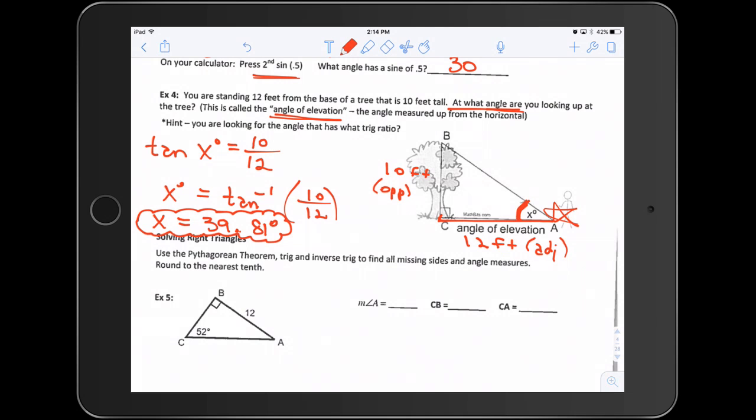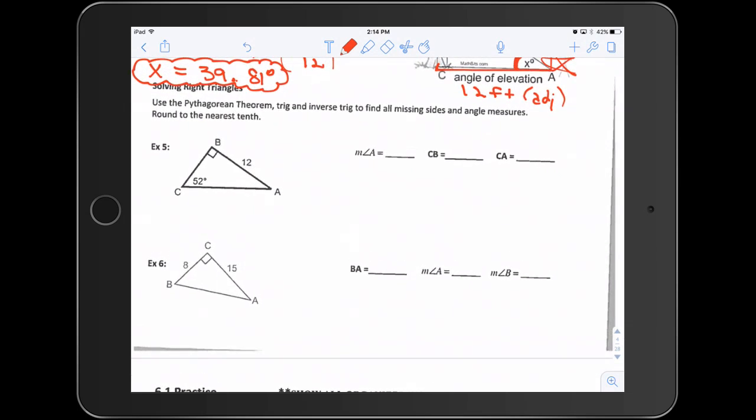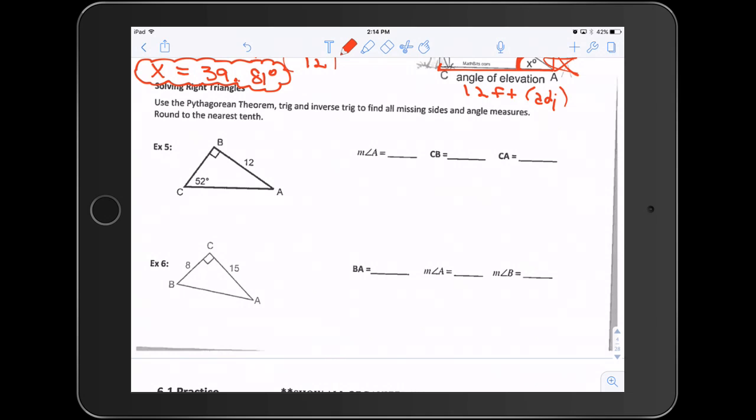Okay, so down here, it says solve right triangles. I'm going to leave it right here. Solve right triangles says use the Pythagorean theorem, trig and inverse trig to find all the missing sides and angle measures. Round to the nearest tenth. See, they're changing the rules. If it says it, you round to however they want. Now, anytime you hear solve a triangle or solve a right triangle, it means find all missing angles and side lengths. And that is, again, consistent from geometry.